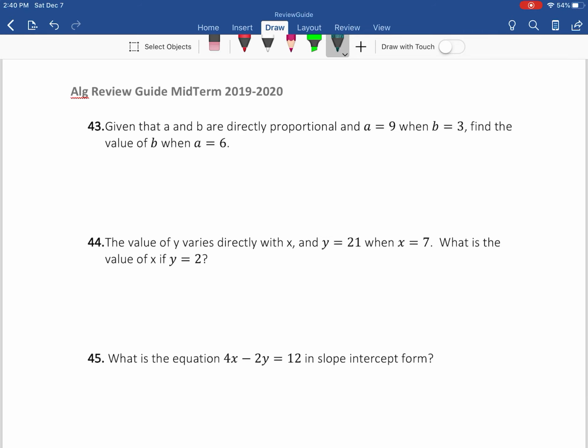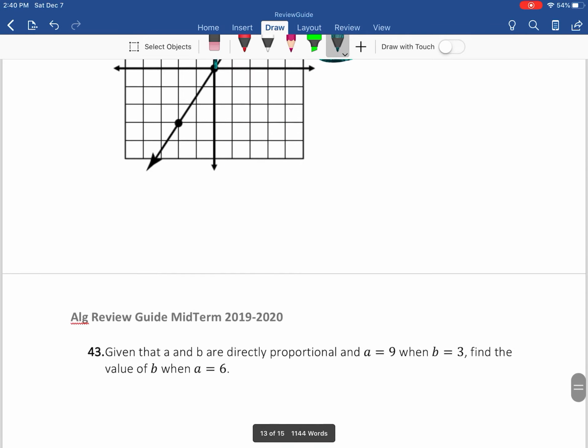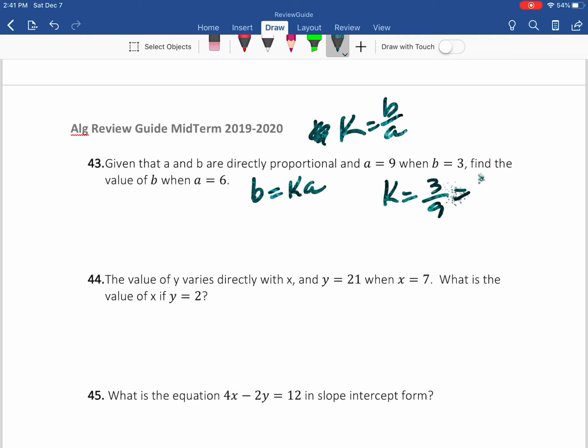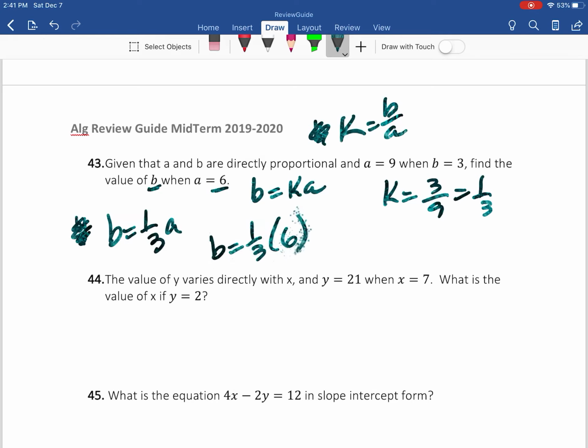Number 43. Okay, so this is just like the previous one, number 40, yes. So if A and B are directly proportional, so that means that K is equal to B divided by A. All right, so then I'm going to say B is equal to KA. So my K is going to be equal to B divided by 9, so that gives me 1/3. So then that's going to give me B is equal to 1/3 A. We're looking for the value B when A is equal to 6. So then I'm going to say B is equal to 1/3 times 6, which will give me 2.